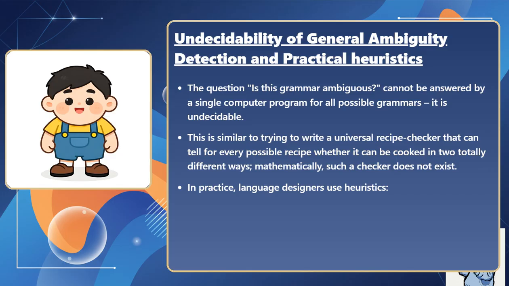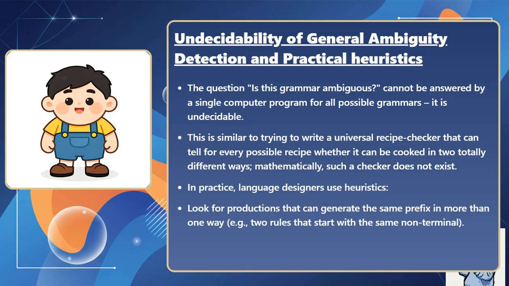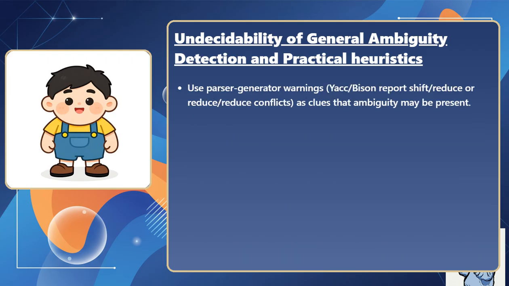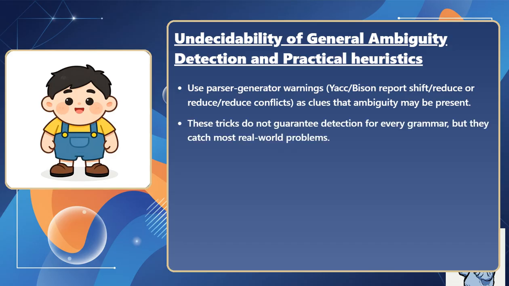In practice, language designers use heuristics. Look for productions that can generate the same prefix in more than one way, for example, two rules that start with the same non-terminal. Generate a lot of sample strings up to a certain length and try to build two parse trees. If a clash is found, the grammar is ambiguous. Use parser generator warnings, Yacc or Bison reporting shift/reduce or reduce/reduce conflicts, as clues that ambiguity may be present. These tricks do not guarantee detection for every grammar, but they catch most real-world problems.